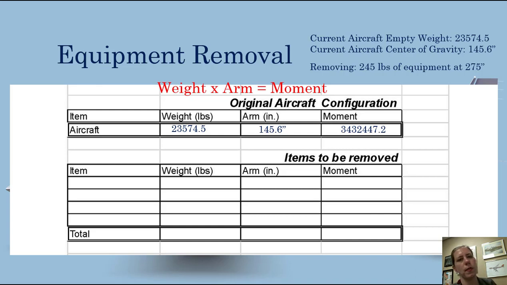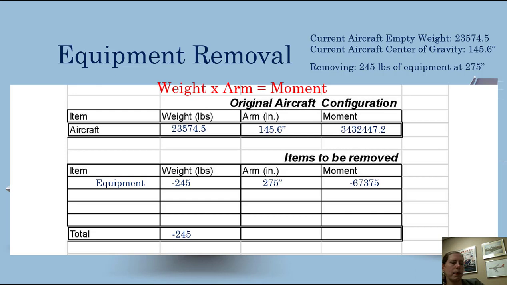But now we have to remove that equipment. So we're removing some equipment that is 245 pounds. Notice I've put a negative number on here because we are removing it. We have its location, 275 inches aft of our datum. So we use that same formula: the weight, 245, times the arm, 275. We get a negative moment, 67,375. It's good that it's negative. We're removing that weight, so it's also going to be a negative moment.